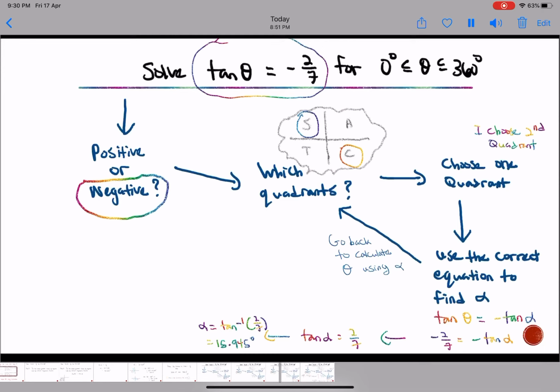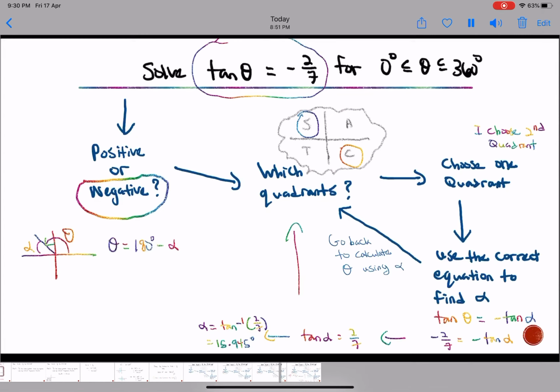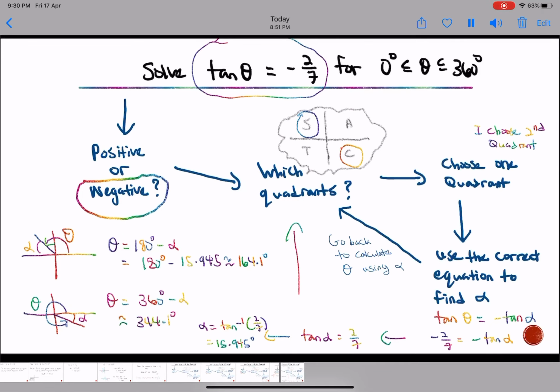Alright, we are almost there. Now, we go back to our quadrant. In our second quadrant, that is how our theta is defined. So our theta is 180 degrees minus alpha, and we get 164.1 degrees. In the fourth quadrant, it is 360 minus alpha, so you should get 344.1 degrees. And these two are my solutions. Okay, so far so good. Please replay the video again if you think that I'm too fast.